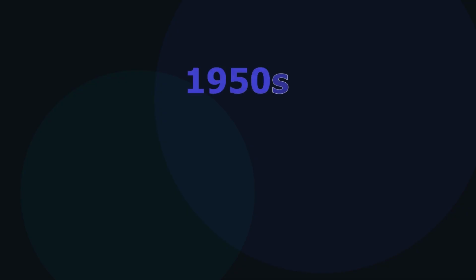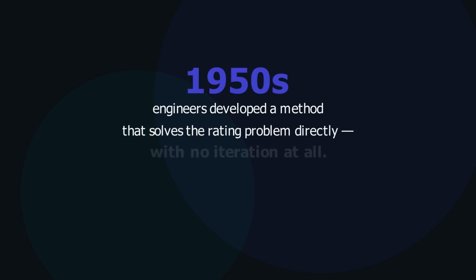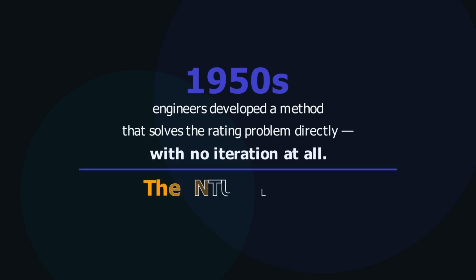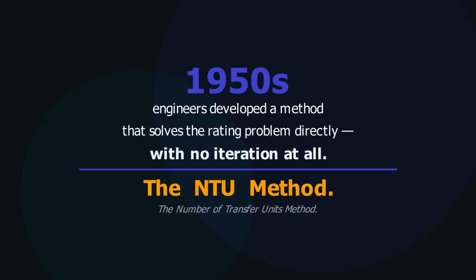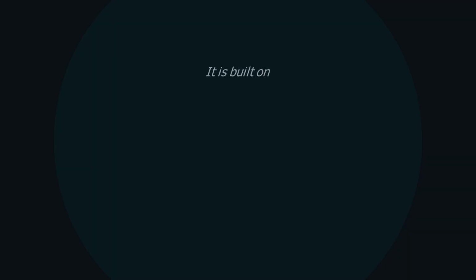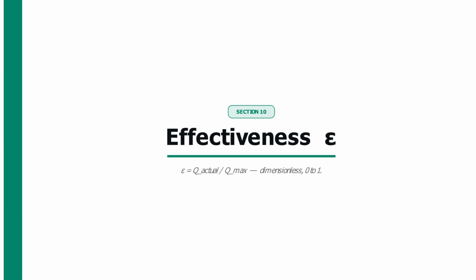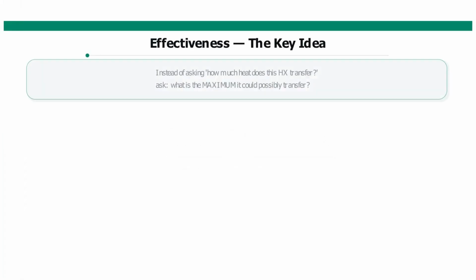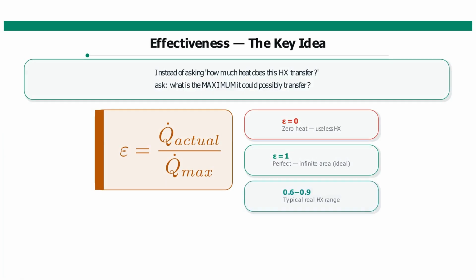In the 1950s, engineers developed a method that solves the rating problem directly, with no iteration at all. It is called the NTU method, the number of transfer units method. And it is built on a single, elegant idea: effectiveness. The key insight of the NTU method is to ask a different question.